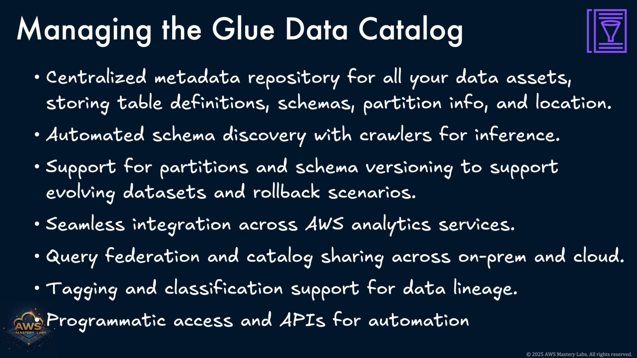Need to share data across regions or accounts? The Data Catalog supports that too. And with federated queries through Athena, you can extend this capability to hybrid sources, making it easier to manage distributed data estates. Finally, the catalog is fully programmatic. You can create, update, tag, and query metadata using the AWS SDK, CLI, or API, making it perfect for automation, DevOps pipelines, or integrating into your broader data governance workflows.